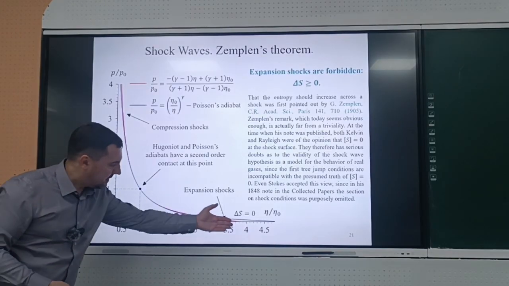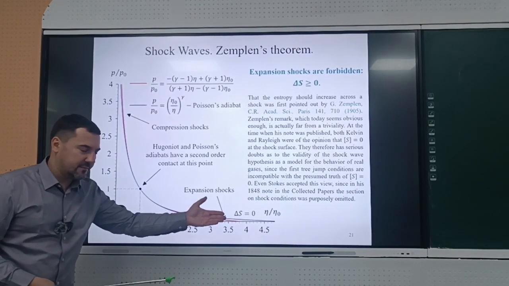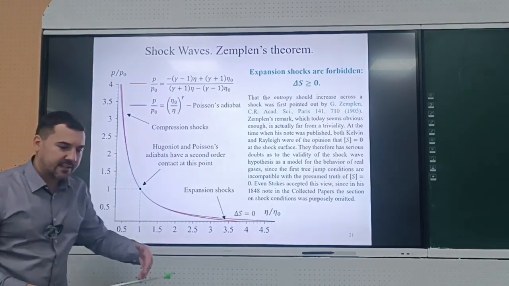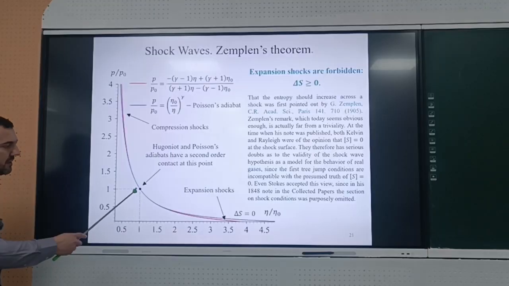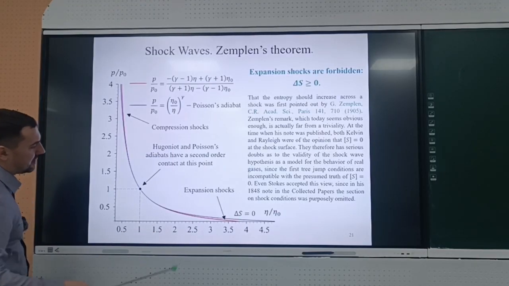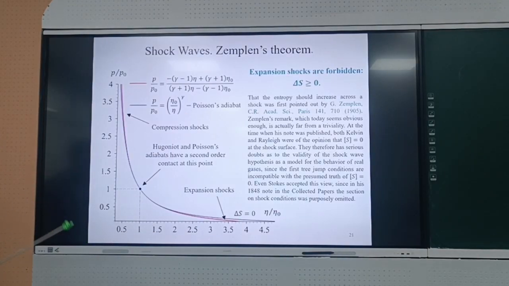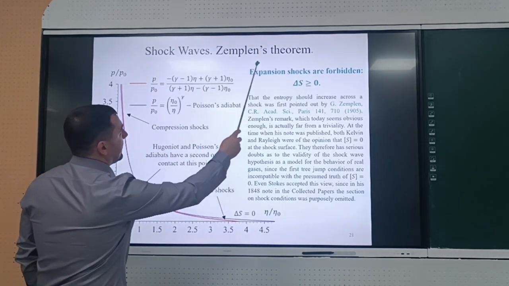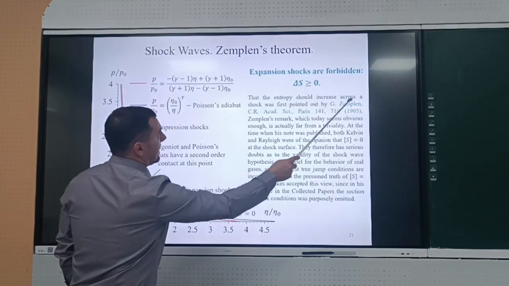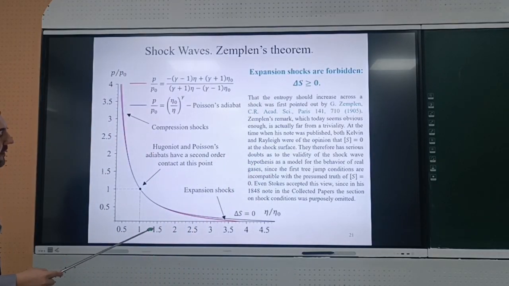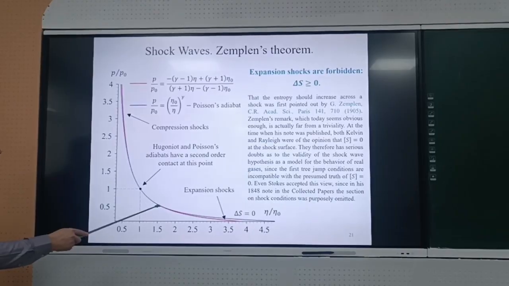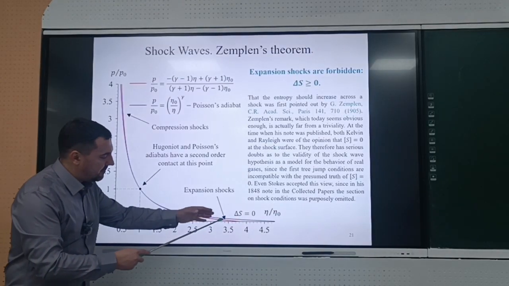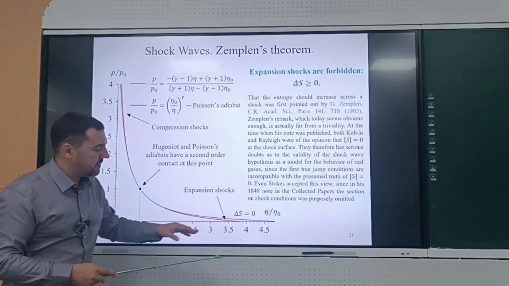And for these bad solutions, the density is less than the initial density. So these shocks are expansion shocks, and this is not a physical solution. This result is known in the literature as Zemplen's theorem. Expansion shocks are forbidden, meaning that this red curve is forbidden because it lies below the Poisson adiabat curve.